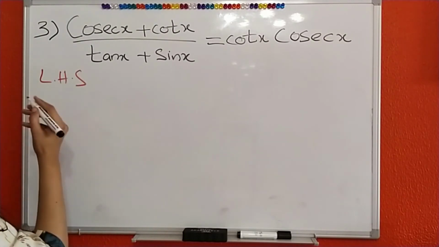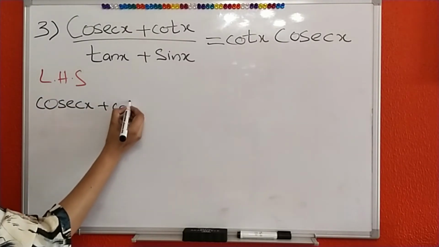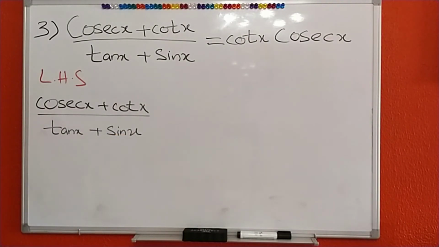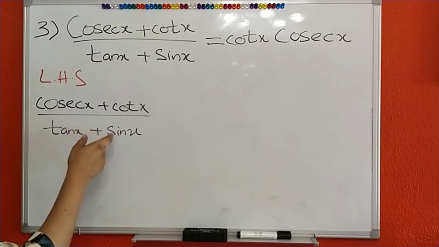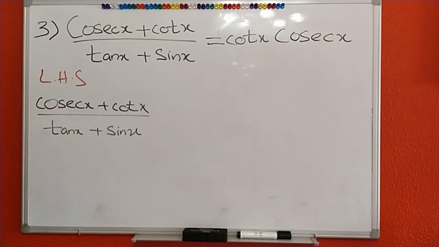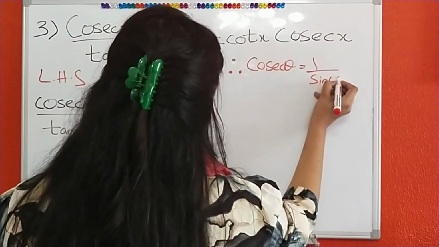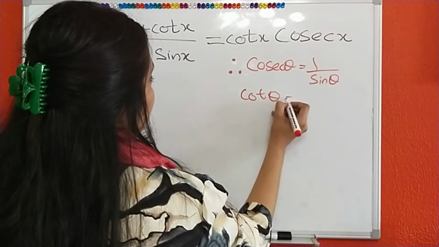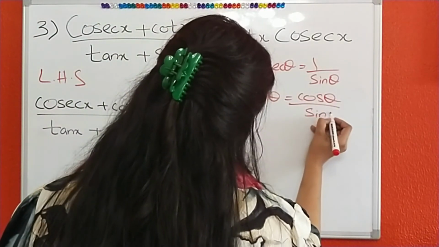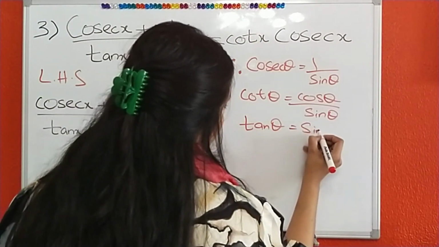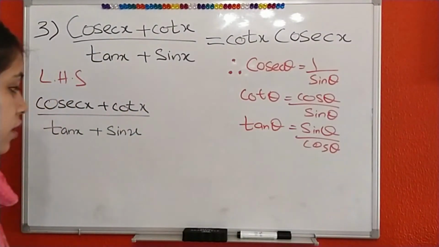Now, cosec x plus cot x upon tan x plus sin x. So now I am going to put some identities here. I'm going to put a reciprocal identity here, and for these two values I need to put the quotient identities. So I'm writing the identities first. Cosecant theta is equal to 1 over sin theta. Cot theta is equal to cos theta over sin theta. This is the quotient identity, and tan theta is equal to sin theta over cos theta.